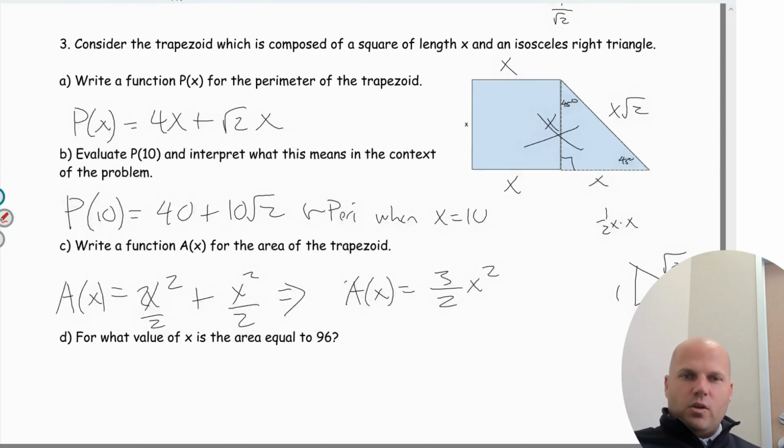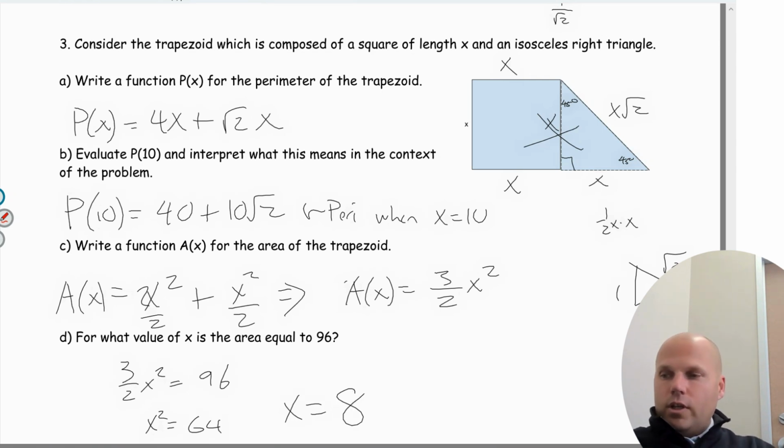What is x if the area is equal to 96? Divide by 3, then multiply by 2. Divide by 3, I get 32. 64. 8. Fun! I really like those problems.